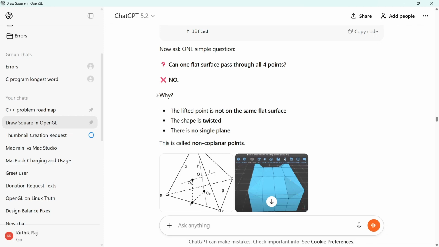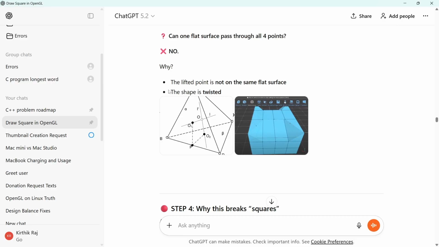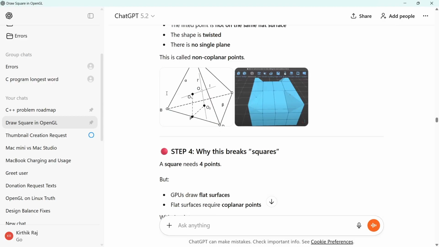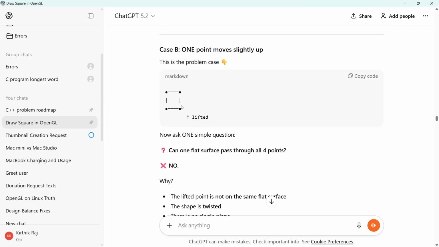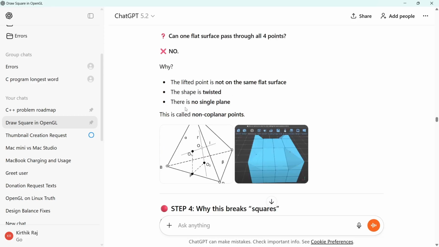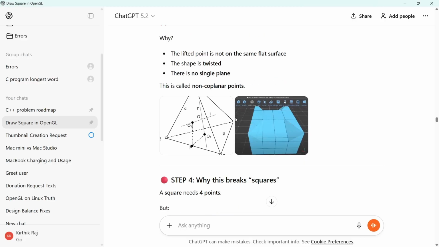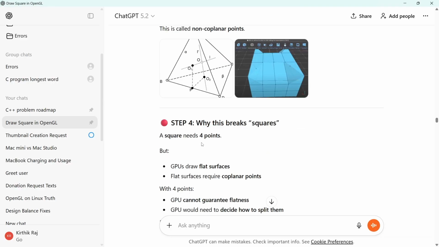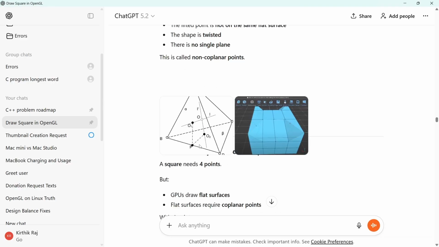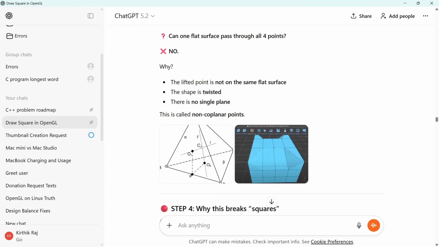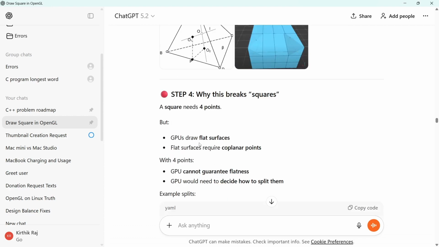Non-planar points. This is called non-planar points. Because this square is actually lifted a little bit. It got moved away, so now it is not coplanar points. It is non-coplanar points because it is not parallel, not on the same flat surface, something like that.